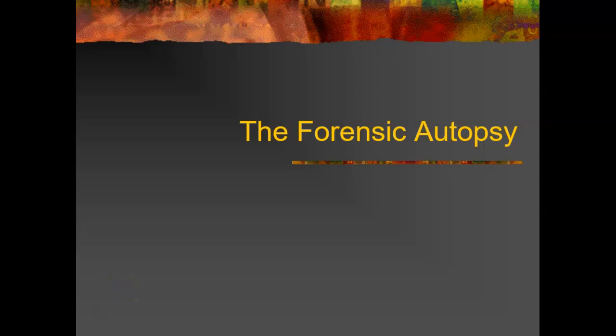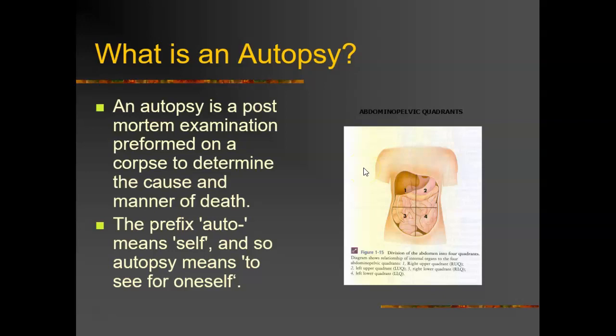This week we are talking about the forensic autopsy. So, what is an autopsy? An autopsy is a post mortem examination, so after death, performed on a corpse to help determine the cause and manner of death. Now, last week we talked about cause versus manner of death, right? So, hopefully, you understand the difference.